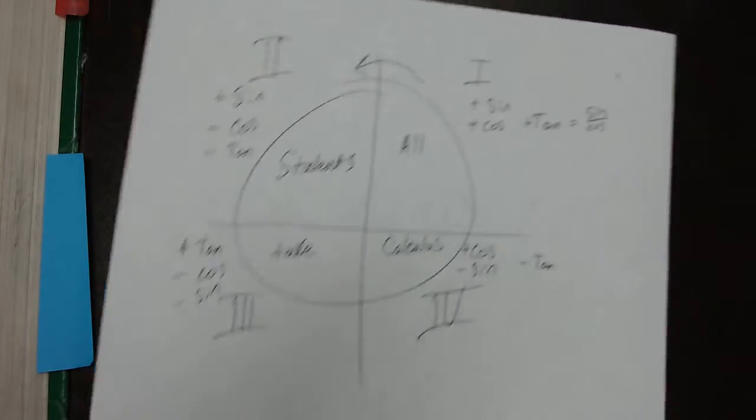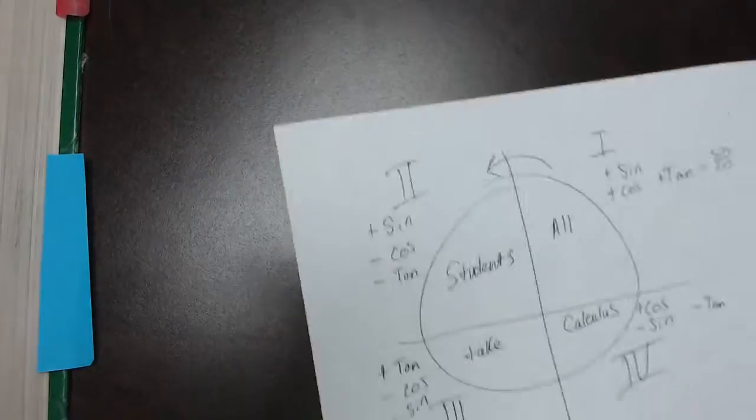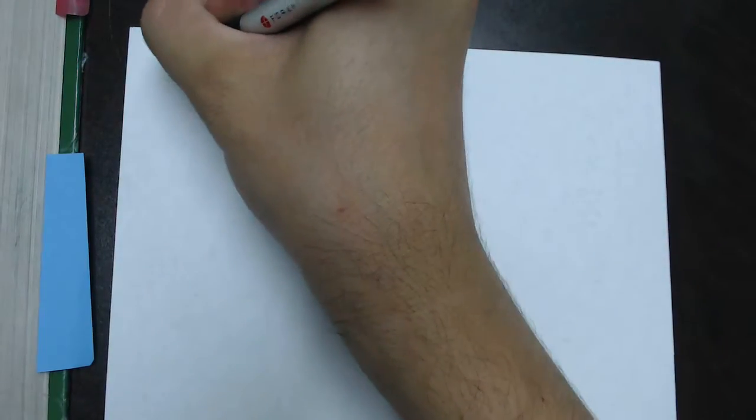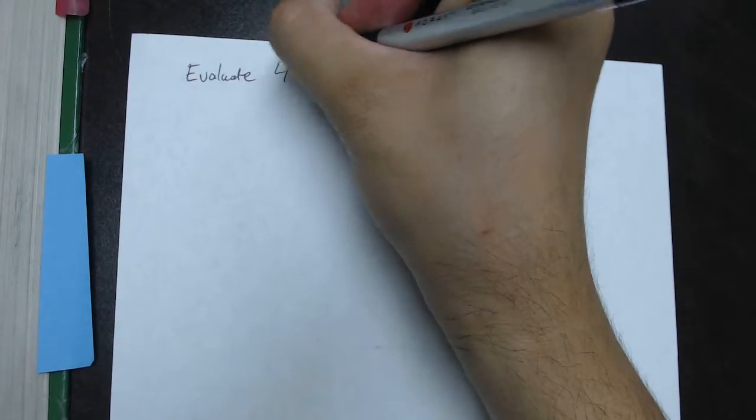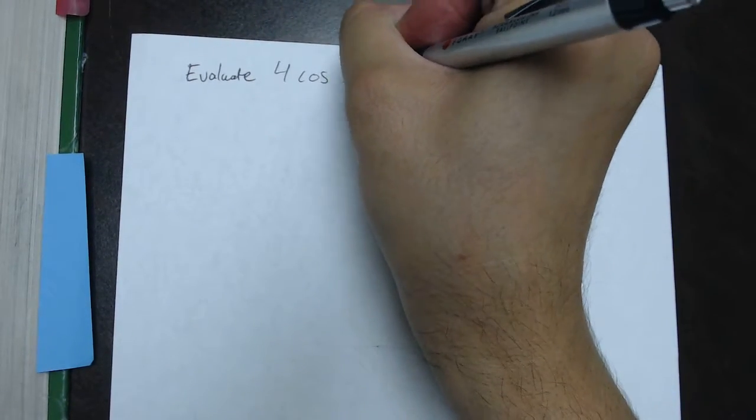Now let's apply this to some actual problems. So the problems we're going to see are going to look like this. They're going to tell you to evaluate 4 times the cosine of 135 degrees.